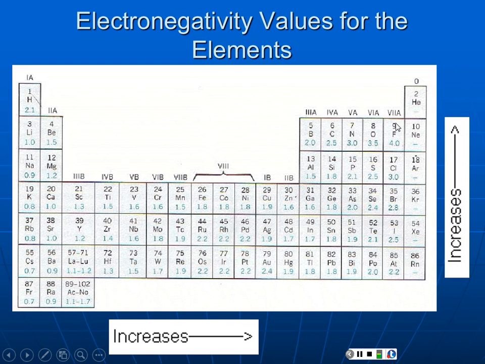Fluorine is very small, only a few electrons. There's almost no screening effect. And so the nucleus is virtually uncovered most of the time. And you're going to have very high attraction for that.